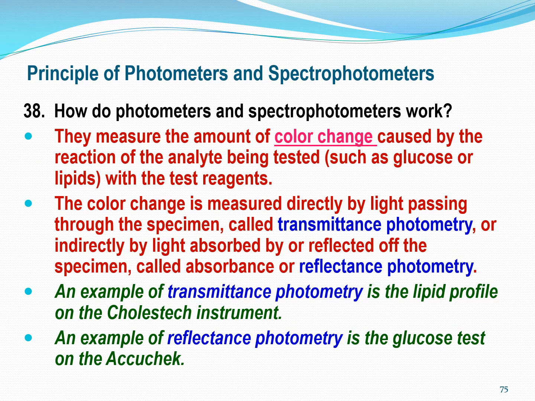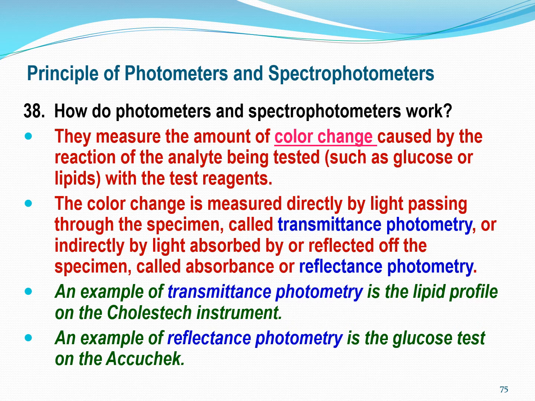So principles of photometers and spectrophotometers, okay? So how do they work? They measure the amount of color change caused by the reaction of the analyte being tested, such as glucose or lipids, with the test reagents, okay? The color change is measured directly by light passing through the specimen, called a transmitting photometer, or indirectly by light absorbed by or reflected off the specimen, called absorbance or reflectance photometry.